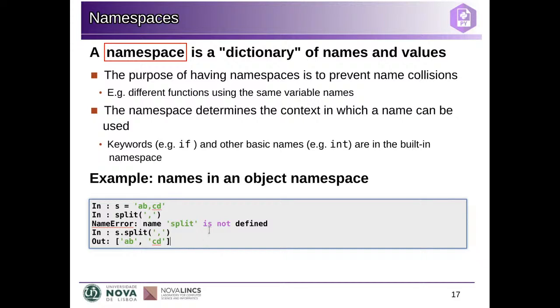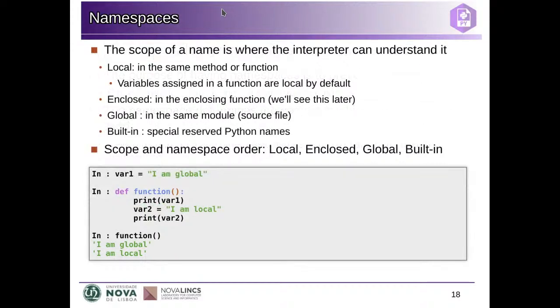So this is one example where you could create, for example, a function called split, that would not collide with the split method in the object because they live in different namespaces. Another thing that we saw was the way functions isolate the code from the rest of the program. And this also happens because the function has its own namespace. However, the function can access the namespace outside the function.